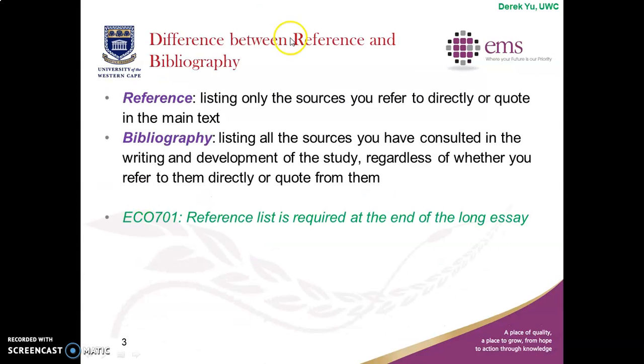First of all, the difference between reference and bibliography. For this module, you are required to do the reference list. The reference list shows the sources that you really use in your main text. But the bibliography means you list all the sources you have consulted, regardless of whether you actually used, quoted or mentioned them in the main text. So for eCode 701, you are required to do the reference list at the end of the long essay.